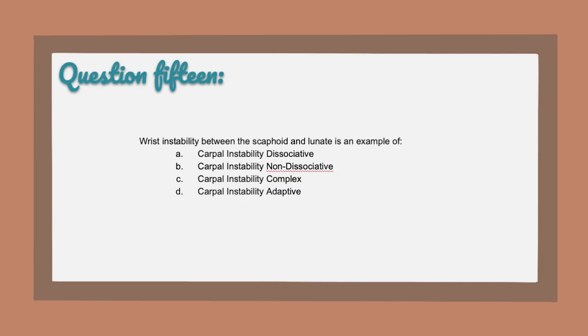Correct answer for the last question, question 15, is A, CID. That is an injury between the same row, pieces of the same row of carpals. The CIND is between the proximal and distal carpal rows. A CIC has both CID and CIND components. And then the CIA is something outside of the wrist causing carpal malalignment.